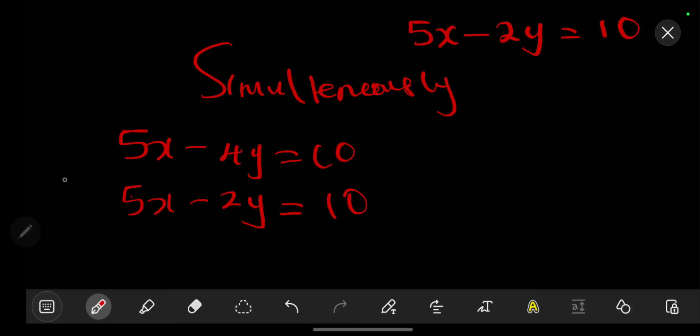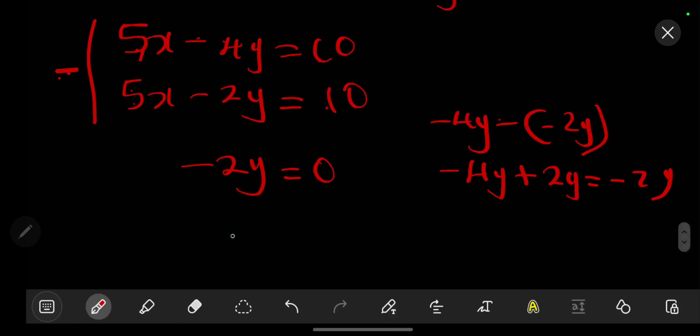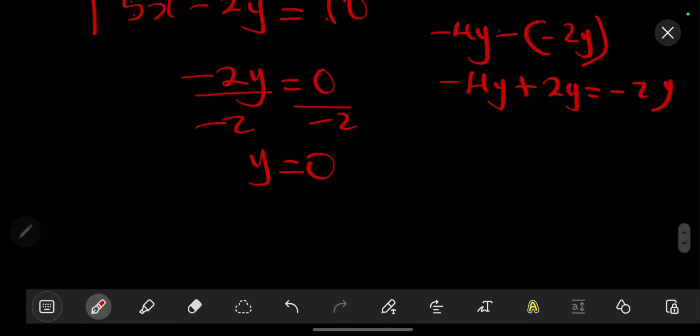So 5 and 5 is the same, so we are going to attach a negative so that 5 minus 5 can cancel. 5 minus 5 is 0. Then we have negative 4y minus negative 2y, which is negative 4y plus 2y, giving us a negative 2y. Then 10 minus 10 gives us 0. So over negative 2 over negative 2, our y should be equal to 0.